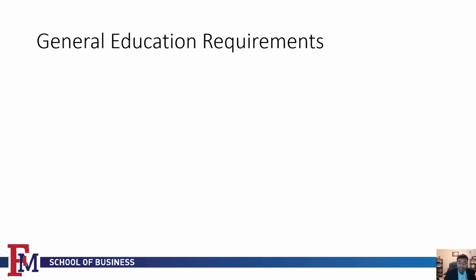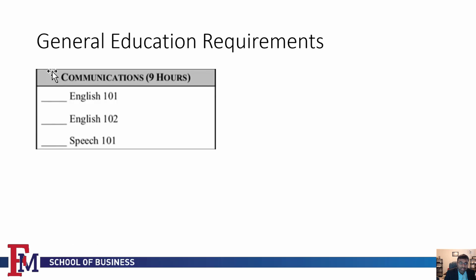So the first set of general education requirements is communications, and that's 3 classes or 9 hours of communications. You have English 101, after which you will have to take English 102. So remember that English 101 is a prerequisite for English 102, and you will have Speech 101, which you will have to take to fulfill your communications requirements.